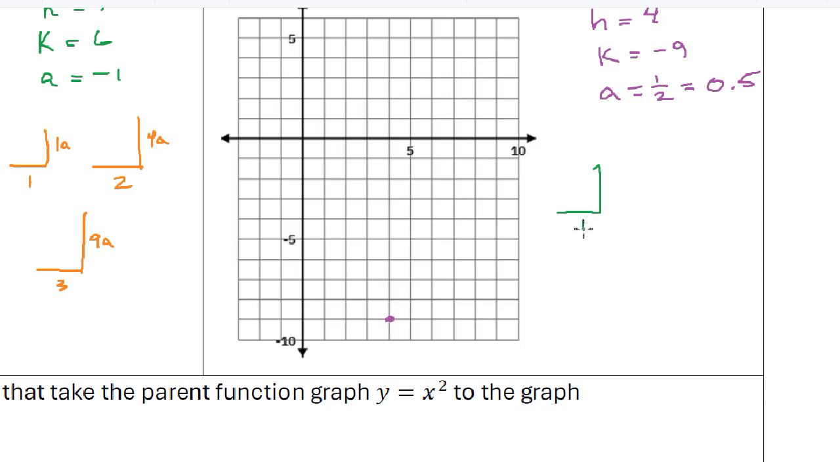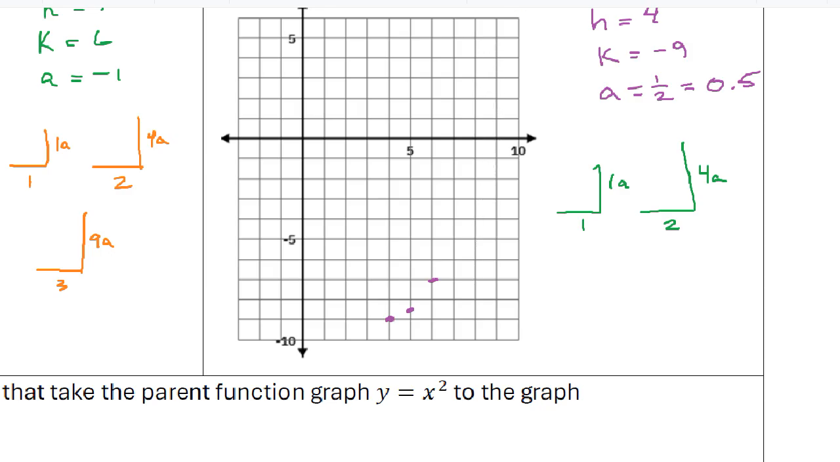We typically go 1 over and 1 up, and now we're going to go 1 times a. We typically go 2 over and 4 up. We're going to go 4 times a. So let's take a look at this. From our vertex, 1 over, 1 times a is 1/2. 1 times 1/2 is 1/2. There we go. We went up 1/2. Go back to our vertex, 2 over, 1, 2. 4 times 0.5 is 2. 1, 2. Look at how flatter that parabola is because the a value is less than 1.